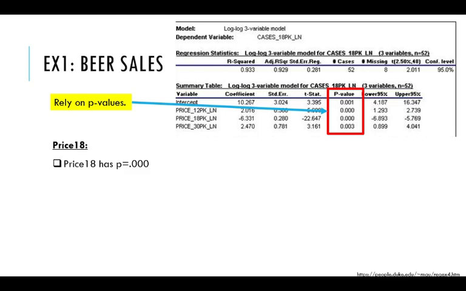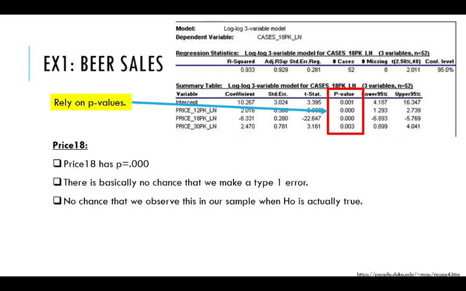So we see that price 18 has a p-value of 0.000. So that means basically there's no chance that we make a type 1 error. In other words, there's no chance that we observe this in our sample when H0 is actually true. Now, let me remind you at this point that p-values are expressed for two-tailed tests.